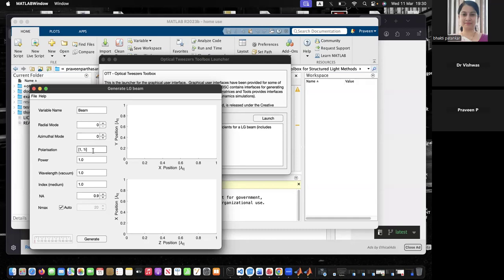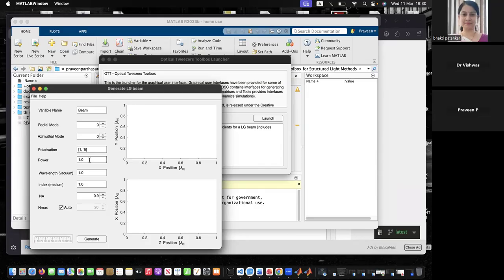to be 0. Then for polarization, if you set this as 1, that gives you circular polarization. If you set this to 1, 0, it will be polarized along the x-axis. If you set this to 0, 1, that will be linear polarization along the y-axis. If you want elliptical polarization, you play around with the coefficients, maybe 0.5, 0.5, or you can compute that. Power, we've set to 1 unit.